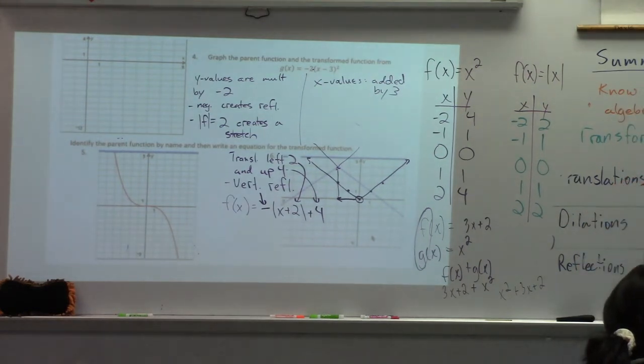I'm not saying you combine anything. I mean, they're literally added. One was a line, one was a parabola, and I add them together.